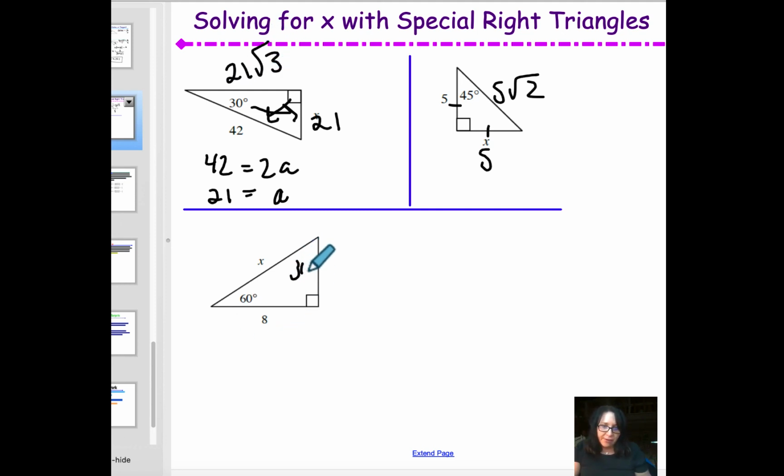This is a 30, 60, 90 again. Across from the 90 is equal to 2a. Across from the 30 is a. So if a is 8, then across from the 90 is twice that. So that would make the x right here 16.